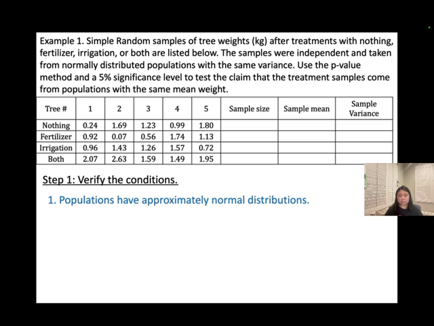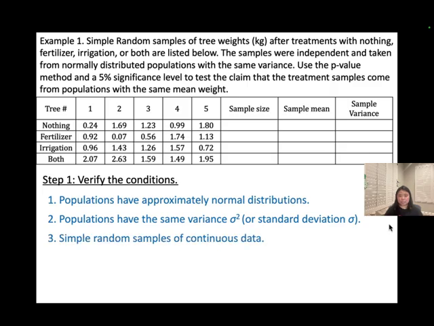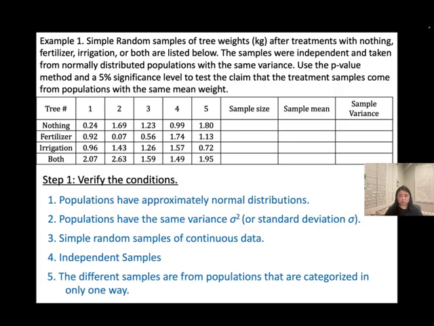Populations have approximately normal distribution. Okay, so this is given. And then they do have the same variance, given. Simple random samples of continuous data. So the weights, this is continuous data. And we assume these are independent samples. The different samples are from the populations. They are characterized in only one way. Okay, this is a one-way ANOVA.